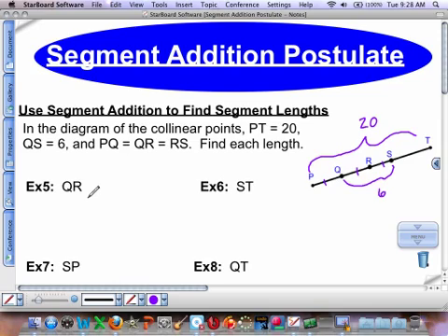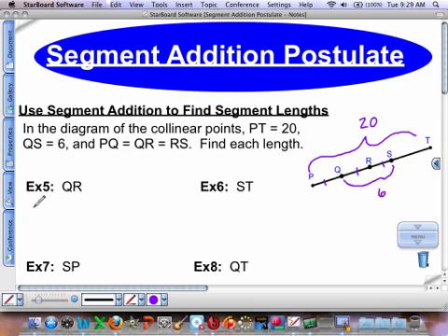Well, if it equals all 20, wouldn't they all be 5? That's assuming that all of the segments are equal. The only ones that are equal are PQ, QR, and RS. Those three are equal, that's what this means right here. If those three are equal, they each equal 2 because altogether they equal 6.